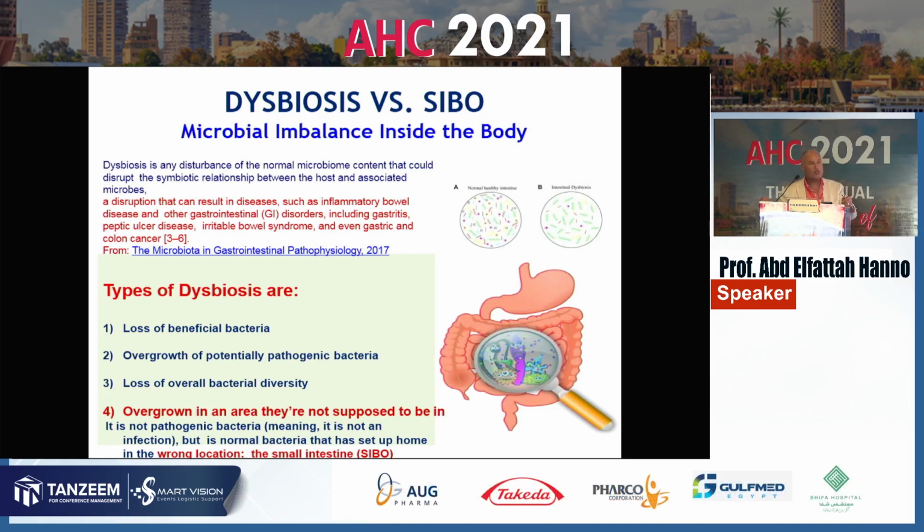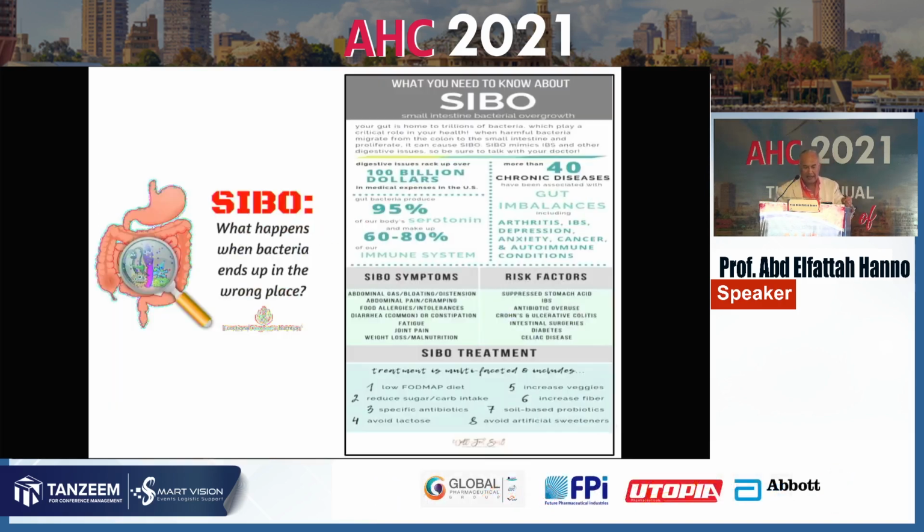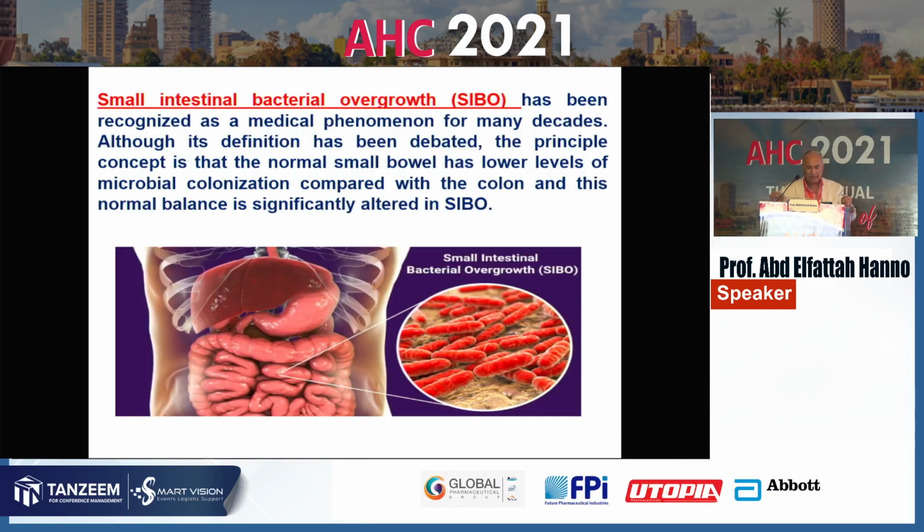It is not a pathogenic bacteria, meaning that it is not an infection, but a normal bacteria that has set up home. There is a change in the location of the bacteria in the gastrointestinal tract. So SIBO: what happens when bacteria ends up in the wrong place?